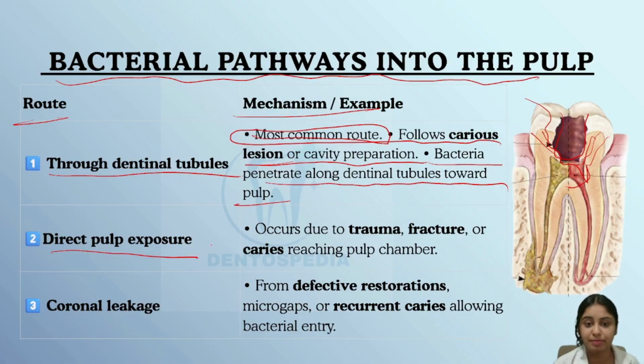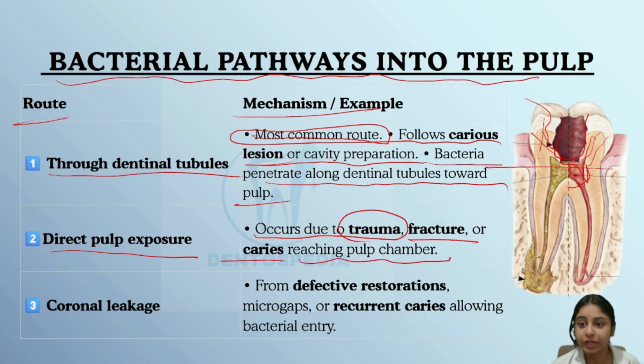Second is direct pulp exposure. Direct pulp exposure occurs due to any trauma, fracture, or caries which reaches the pulp chamber. In case of any fracture or trauma of the tooth, a block of the crown is removed, which causes direct exposure of the pulp to the bacteria.